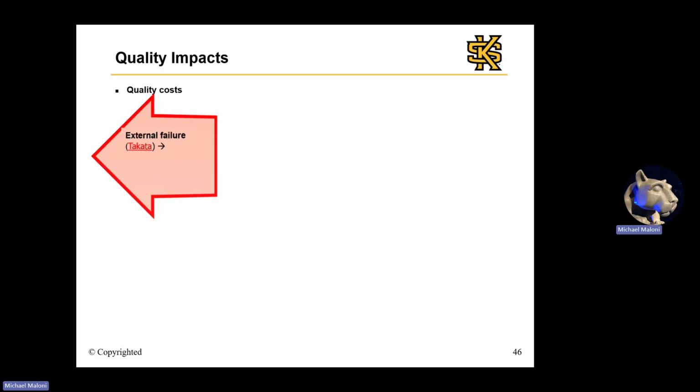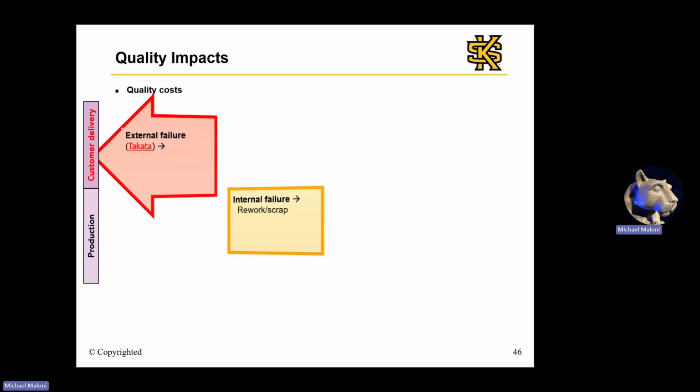These are costs associated with defects that have reached the customer, meaning the customer has experienced the defect, versus internal failures, which are costs associated with defects before reaching the customer. So the customer has not experienced those defects. So again, external failures have been delivered to the customer. Internal failures have been caught during or shortly after production before reaching the customer.